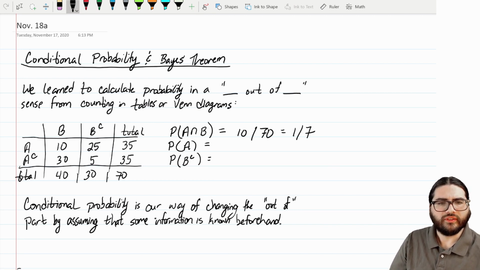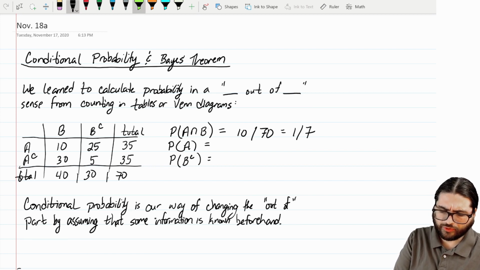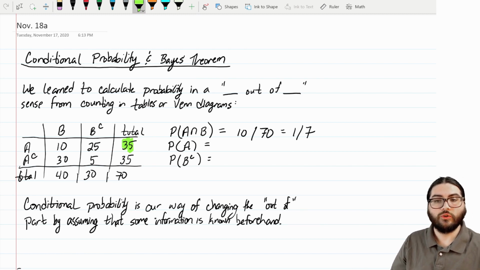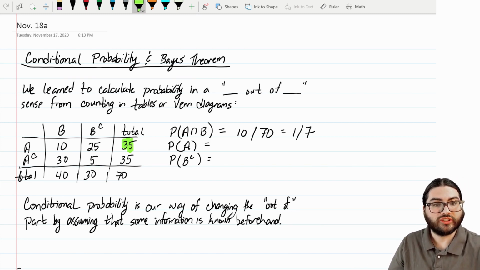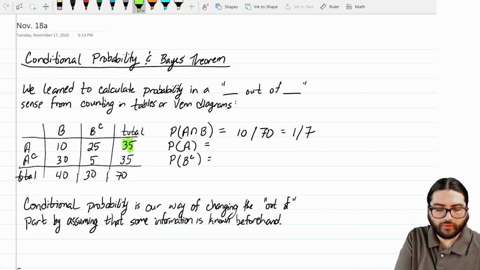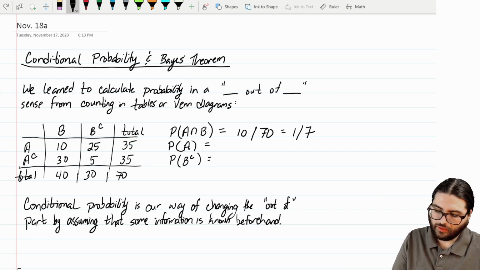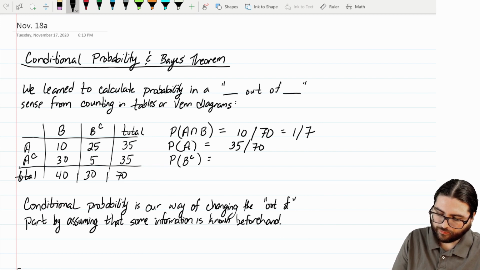That wasn't super crazy. Let's look at the probability that I'm in group A. Well, group A is split up into several different subgroups, the 10 and the 25. Here in the table, we actually have a total row that we did not have when we were doing Venn diagrams. So the table is actually a little bit more useful than the Venn diagram for this question. There are 35 total in group A out of a total of 70. 35 over 70 reduces to 1/2.